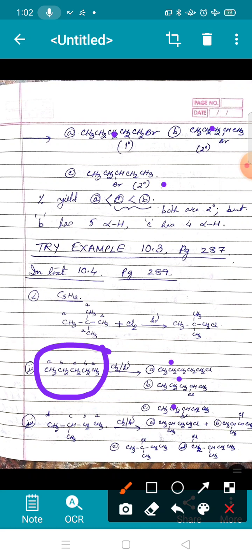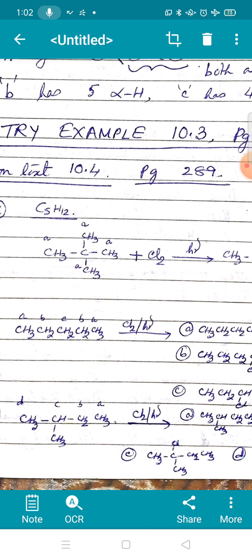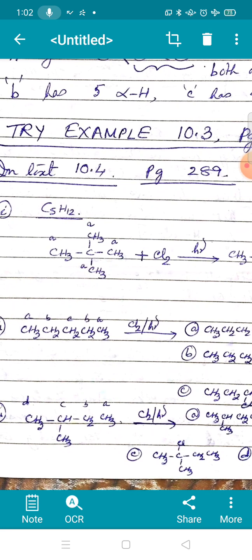You can see we have got 3 products. Those 3 products are written here. The third one, they have asked you should get how many kinds of products? 4 kinds of products. So to get 4 kinds of products, what will be the structure? Same molecular formula, remember, but a different isomer. Now it is having 4 different types of hydrogen.